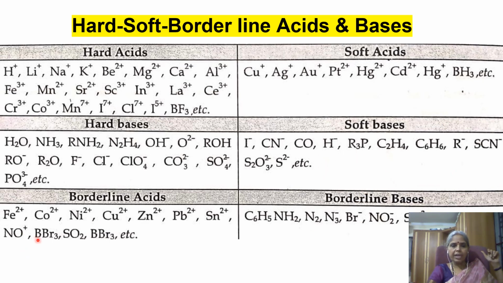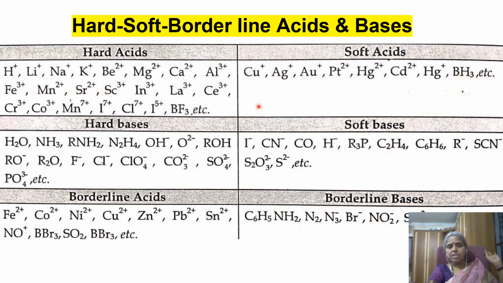You can have borderline. You can see here Fe3+ is hard acid, but Fe2+ is borderline. You cannot consider it as hard, you cannot consider it as soft. For example, Cr3+ is hard, Cu+ is soft, Cu2+ is borderline, Co2+ is borderline. You can see Co3+ is hard, Co2+ is borderline. Similarly, BF3 is hard, BBr3 is borderline.